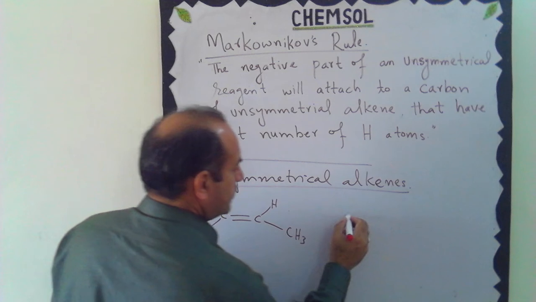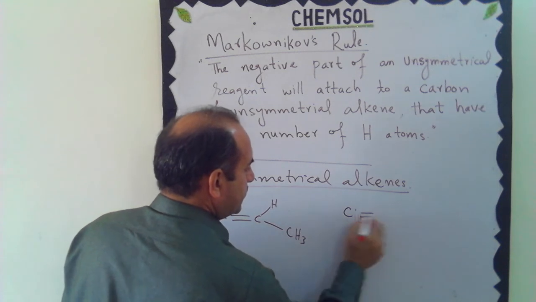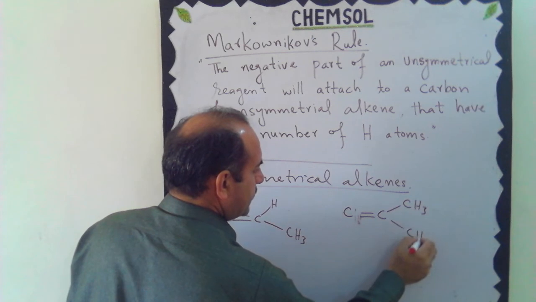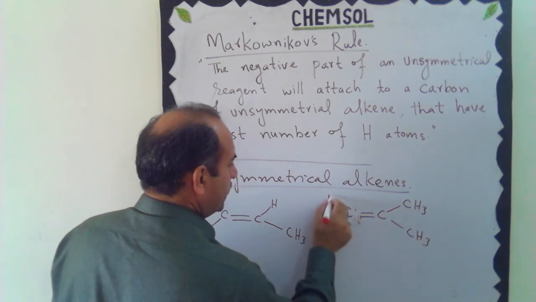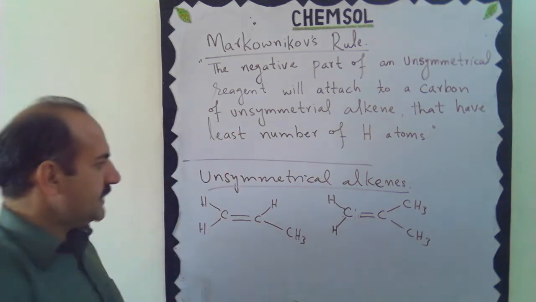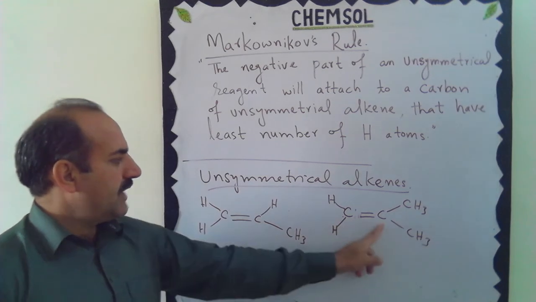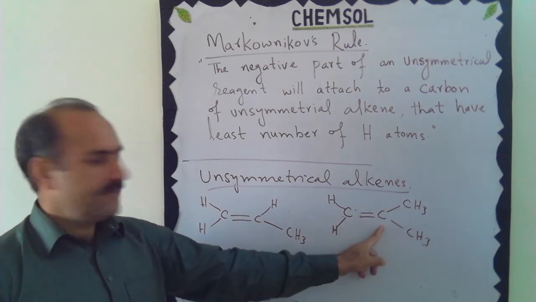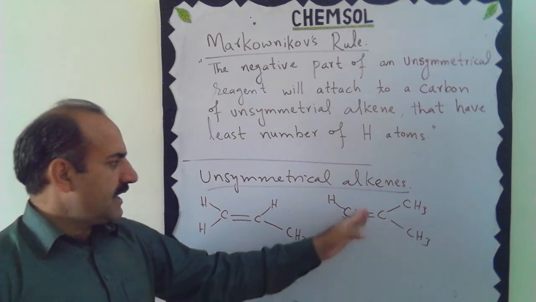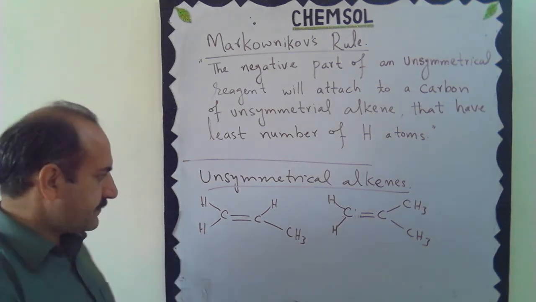Similarly, another example: we can write C=C. This is a methyl group. This is also a methyl group. Here is hydrogen, and this is also a hydrogen. The number of hydrogen atoms on this carbon is equal to 2, while there is no hydrogen atom directly attached with this carbon atom. So this is also an example of an unsymmetrical alkene.